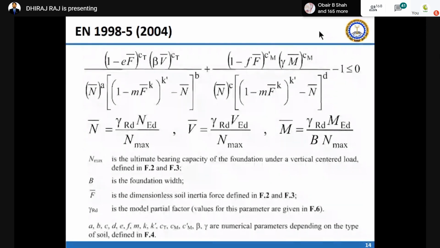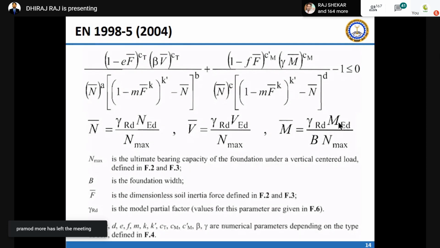Similar to SP16, where it is given there, Eurocode is giving it for the foundation. You have this inequality, this expression, and if your design forces are inside this envelope, your foundation is safe for the seismic condition. So here, the normalized functions N bar, V bar, and M bar are actually normalized forces. And NEd, VEd, and MEd are the design forces for which you have designed your foundation. NEd is the vertical force, VEd is the shear force, and MEd is the moment.